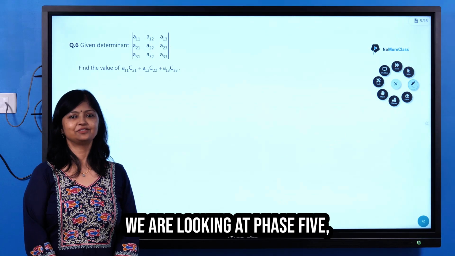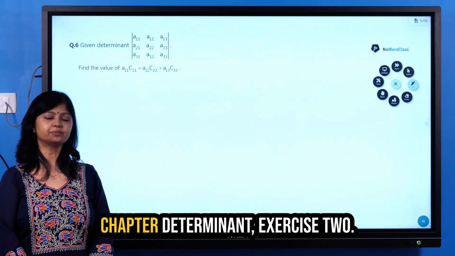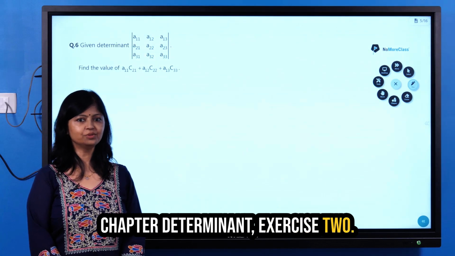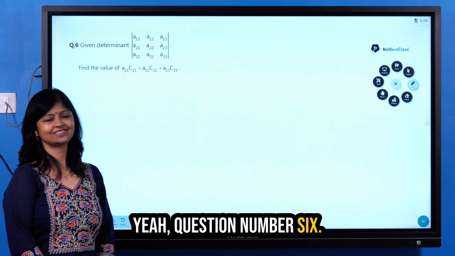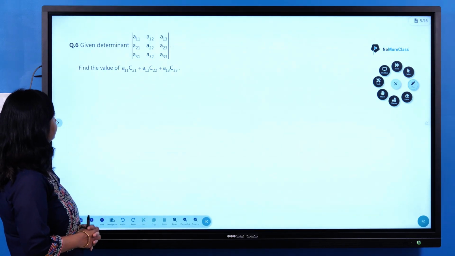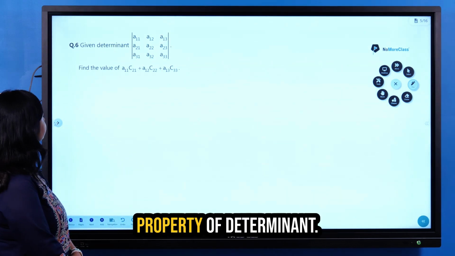Hello everyone. We are looking at phase 5, chapter determinant, exercise 2, question number 6. It's again on the property of determinant.